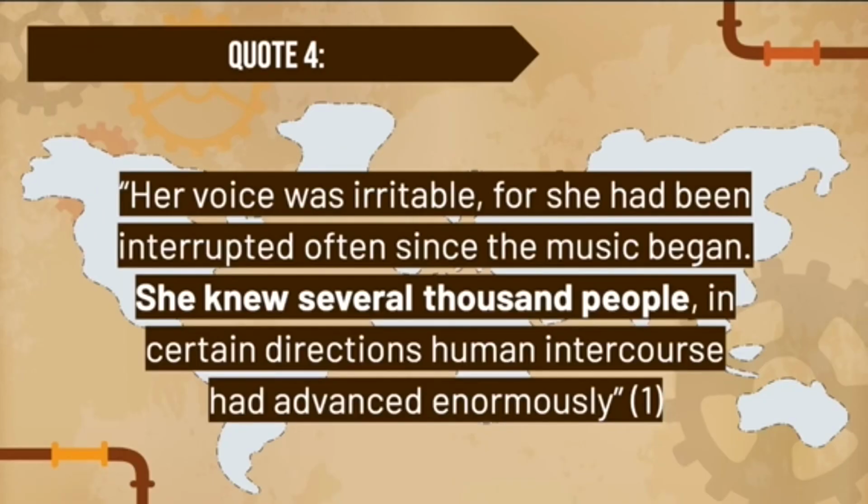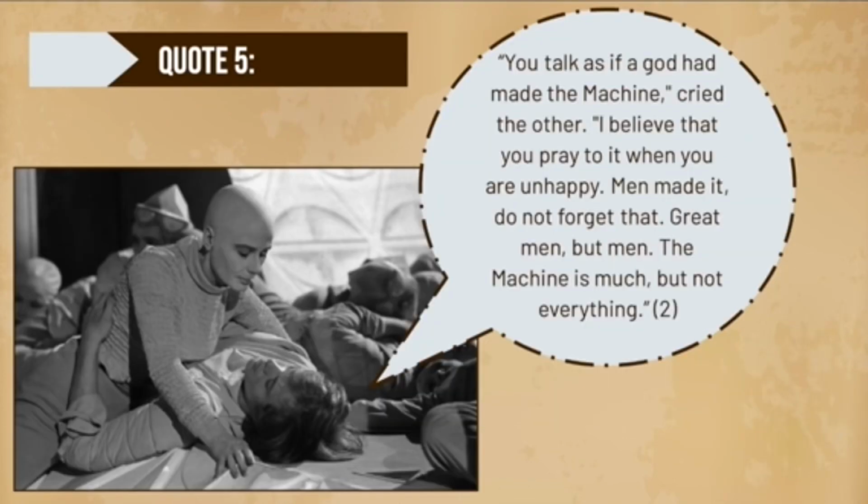Quote 4. "Her voice was irritable, for she had been interrupted often since the music began. She knew several thousand people. In certain directions, human intercourse had advanced enormously." This quote represents Forster's predictions on social media and the internet. In today's age, almost everyone, like Vashti, knows hundreds and thousands of people, even though they haven't met in real life. This is mainly because of apps like Instagram, Snapchat, Discord, and Facebook, where you can message, call, and talk to random people online. The fact that Forster predicted this to be possible back in 1909, when the telephone wasn't even in wide use around the country, is almost unfathomable, and again, proves the accuracy of the depiction of the time it was set.